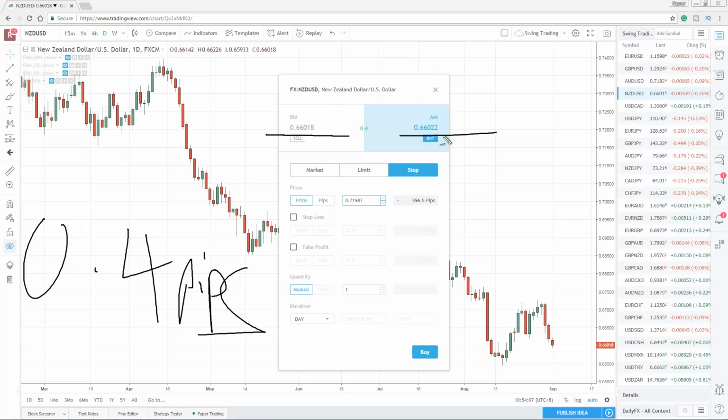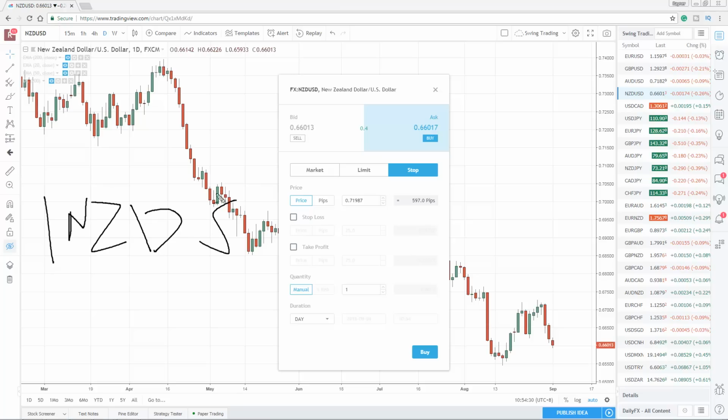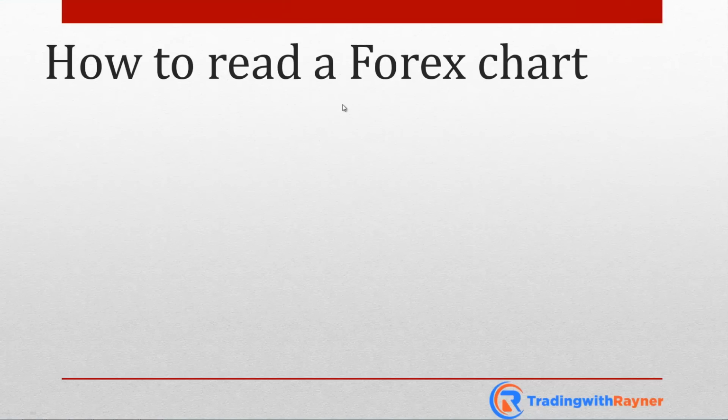Let me break down what it all means. Let's say you want to long New Zealand dollar right now. You're long, and this is the price that you have to pay. So to buy 1 New Zealand dollar, you have to pay 0.66017 US dollar. That is the cost to buy 1 New Zealand dollar right now. So that's pretty much how it works, and that's how you read a Forex chart.